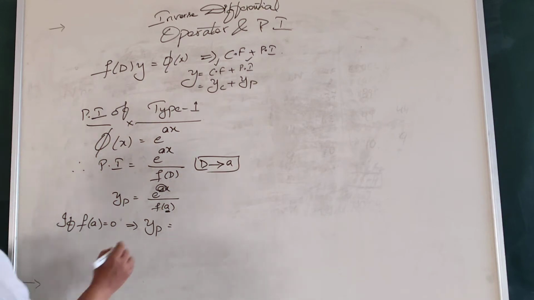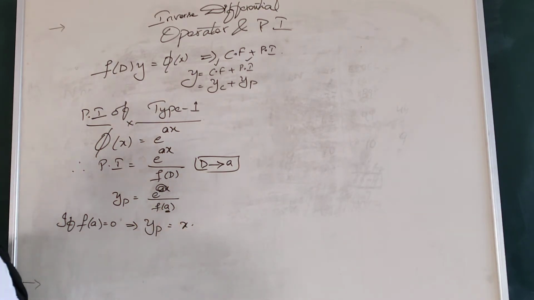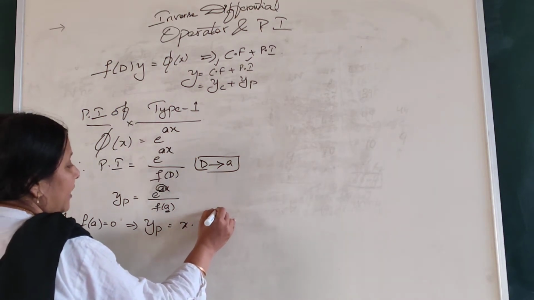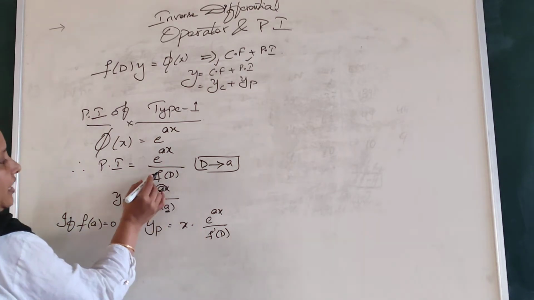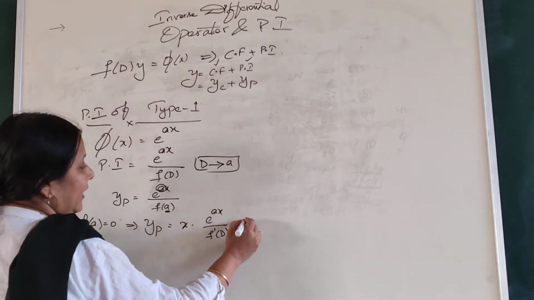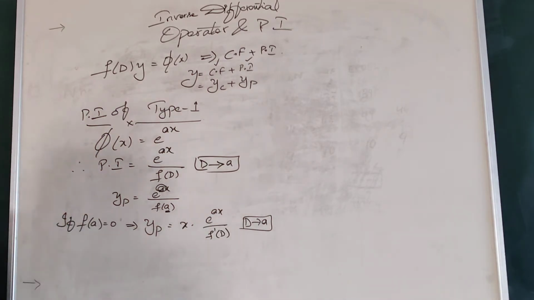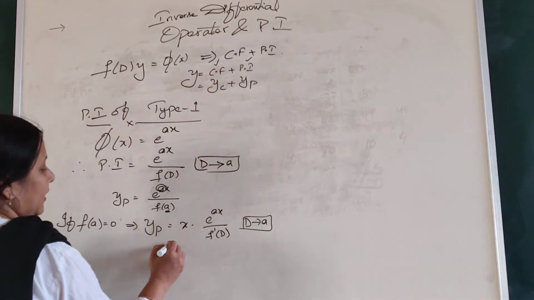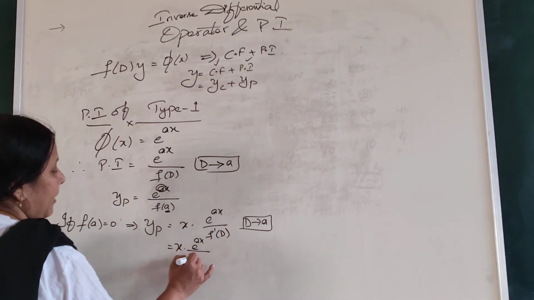equal to x into e power ax divided by f dash of D. That is, you should multiply by the independent variable x. Find the first derivative of f of D and then substitute D is equal to a. Okay? Then in that particular case, YP will be equal to x into e to the power ax divided by f dash of D.